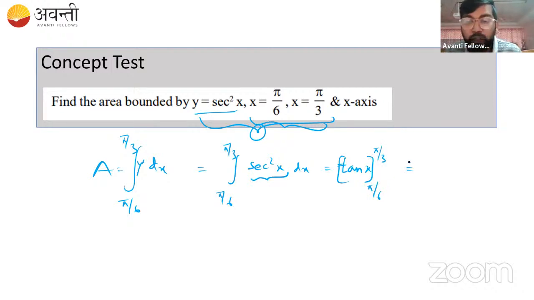So differentiation of tan x is sec square x. So integration of sec square x will be tan x. So what is tan pi by 3? Tan 60 degrees is root 3, and tan pi by 6, which is 30 degrees, is minus 1 by root 3. So this becomes 3 minus 1, 2 upon root 3. All right.